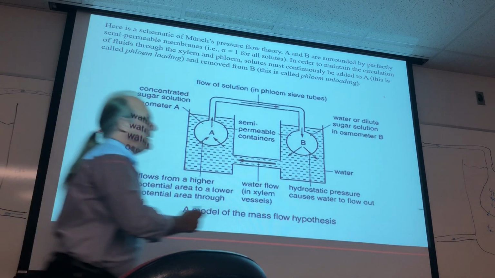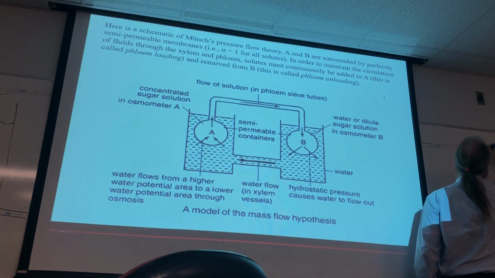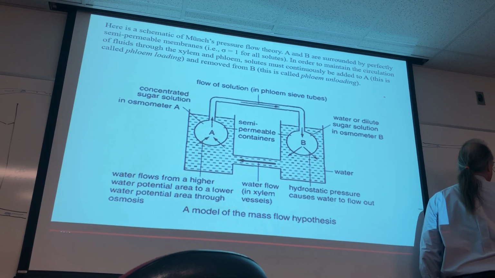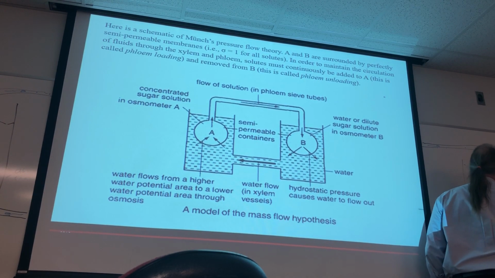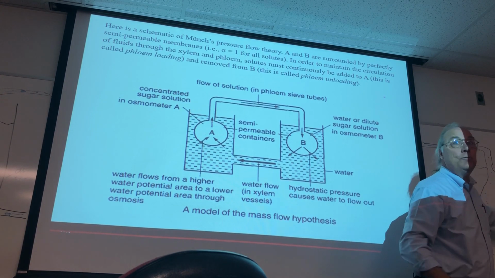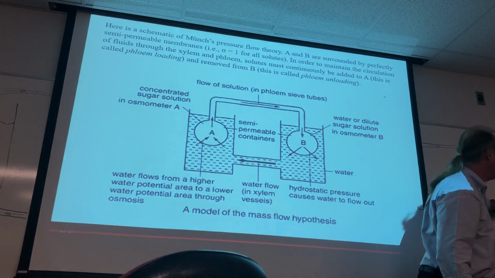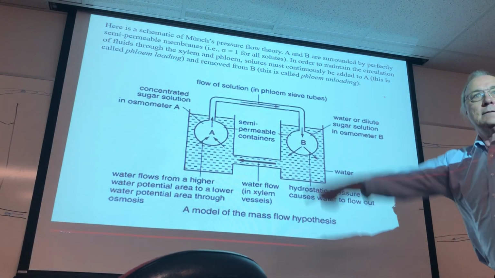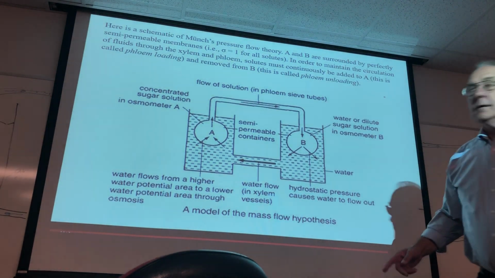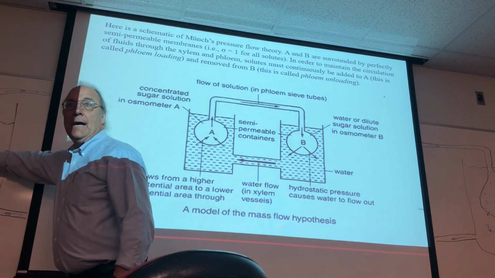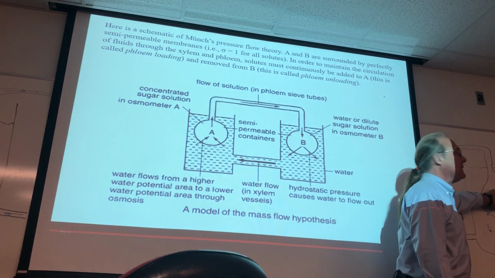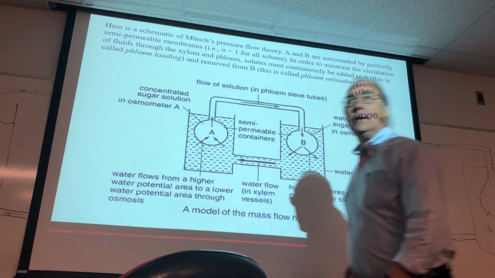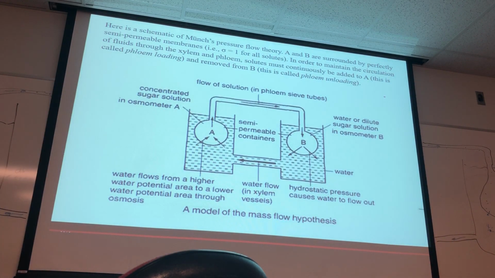Eventually, some of those make their way over here when enough water moves, and they begin to accumulate here. This gets negative, but if we magically remove these solutes when they get over here, we take them out of the system, we can keep this circulation going as long as we continuously add solutes here and continuously remove them over here. We can keep this circulation system going. And this is how things move in the phloem.